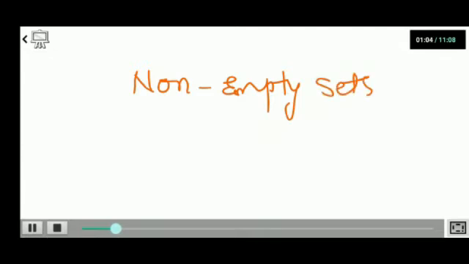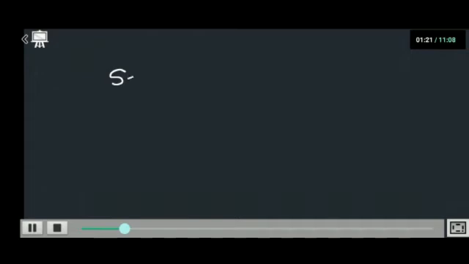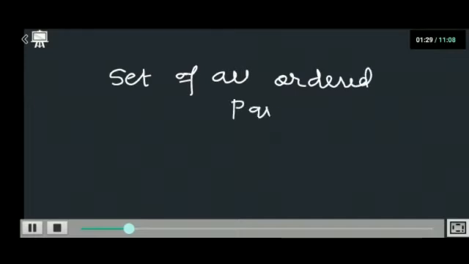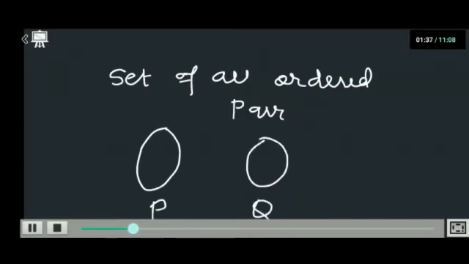Let us say that I am having two sets P and Q. They are non-empty sets. Now when I take the Cartesian product, it is nothing but the set of all ordered pairs. Let us see how I am going to define that. If I have a non-empty set P and a non-empty set Q, suppose I have the elements 1, 2, 3 and the elements A and B.